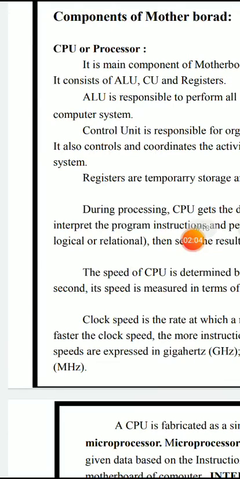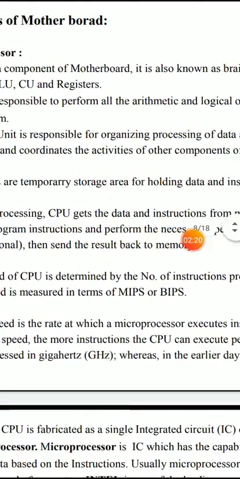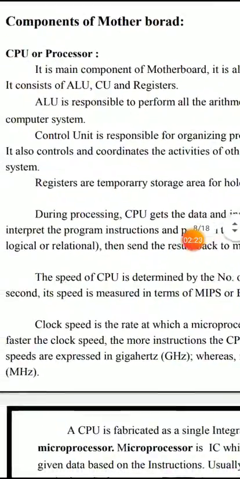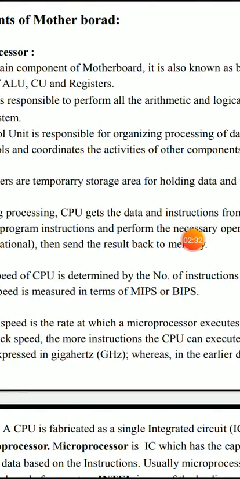From that, the output data is displayed either on the screen of a computer system or it is printed over a printer which is connected to the computer system. Actually, the CPU speed is determined by the number of instructions processed per second. So usually its speed is measured in terms of MIPS or BIPS. MIPS stands for million instructions per second, and BIPS for billion instructions per second.